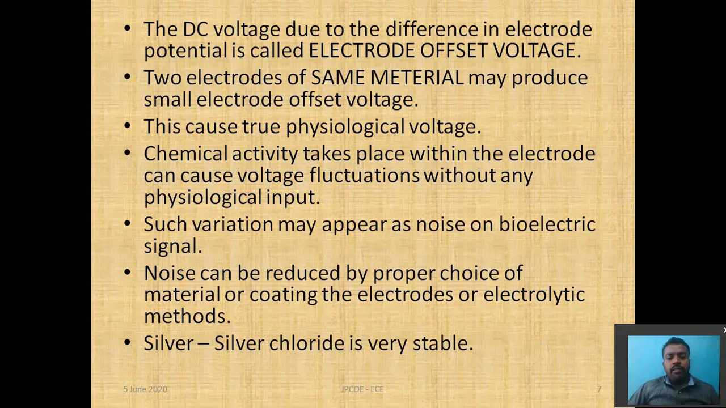The noise can be reduced by proper choice of material, coating the electrodes, or electrolytic methods. Silver chloride is very stable. Most medical applications measuring potential use silver electrodes only.